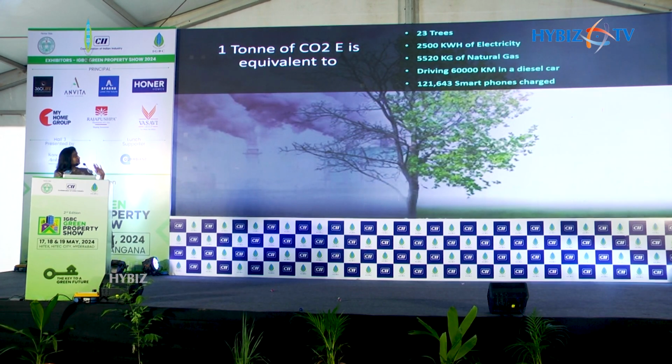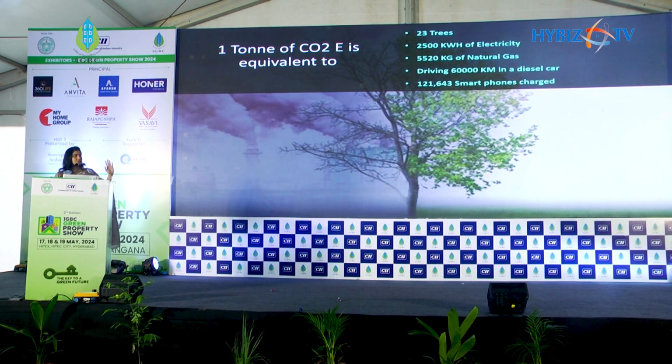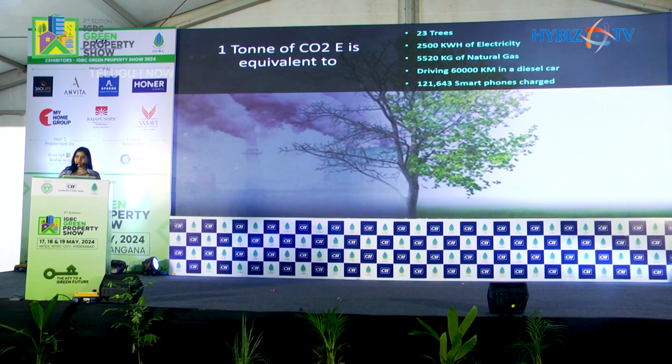Actually, 1 ton of carbon dioxide, carbon dioxide emissions we are talking about. To produce 1 kilowatt hour of energy, it will generate almost 960 grams of carbon emissions. That is almost 1 kilogram of carbon emissions released into the atmosphere to produce 1 kilowatt hour of energy. So it is also equal, if you are reducing the emissions, to 23 trees, or to 2,500 kilowatt hours of electricity, and it is equal to 5,520 kgs of natural gas and other things. It's even equal to driving 60,000 kilometers in a diesel car.